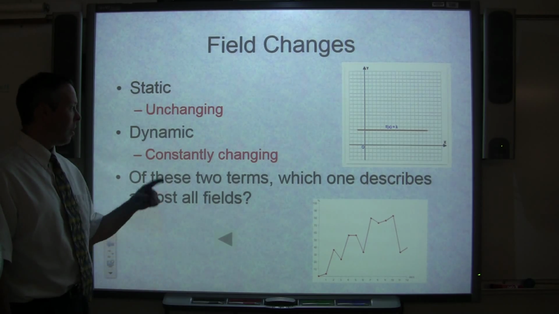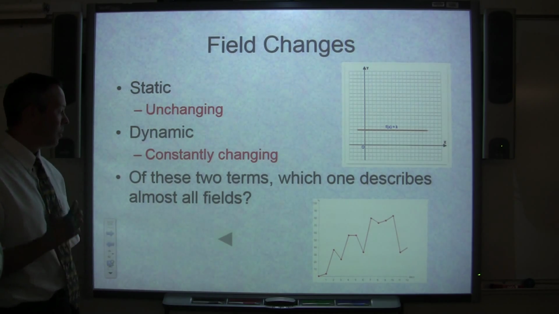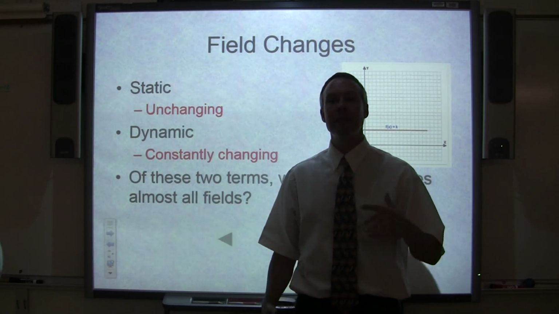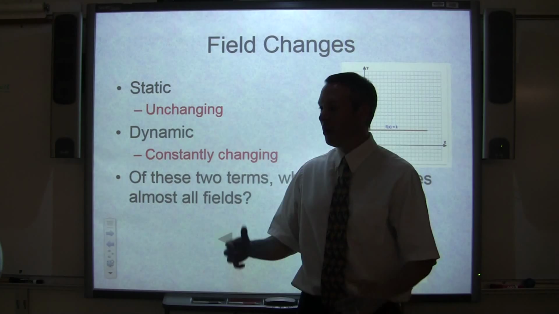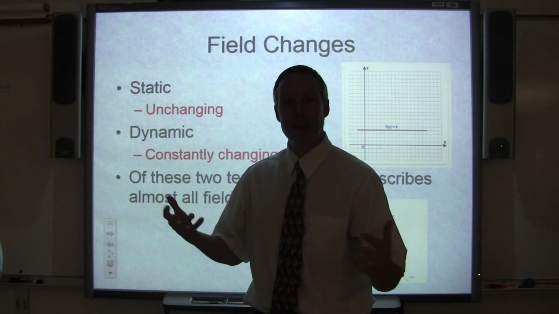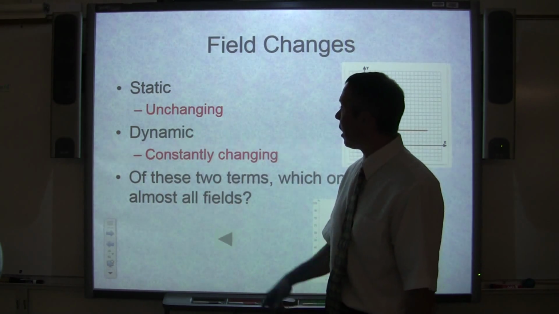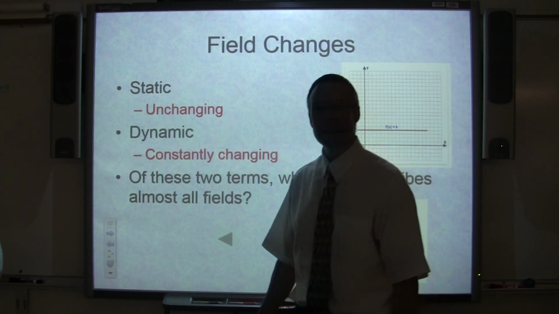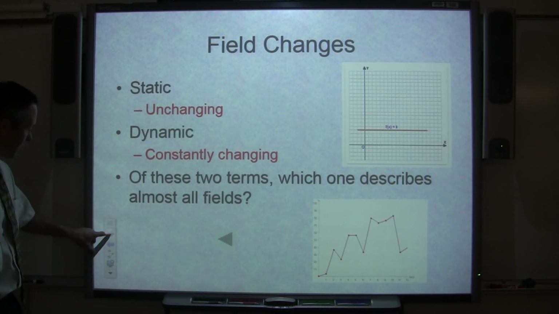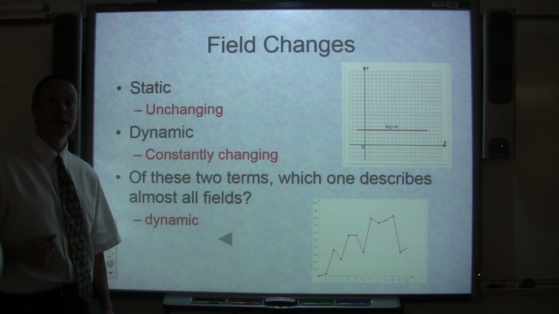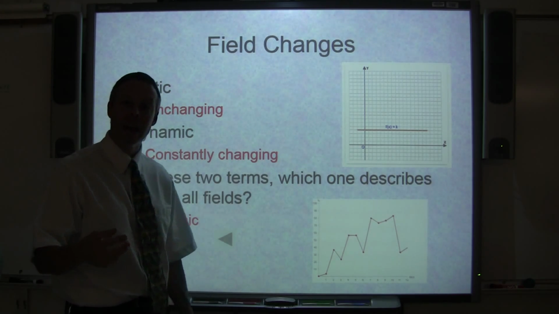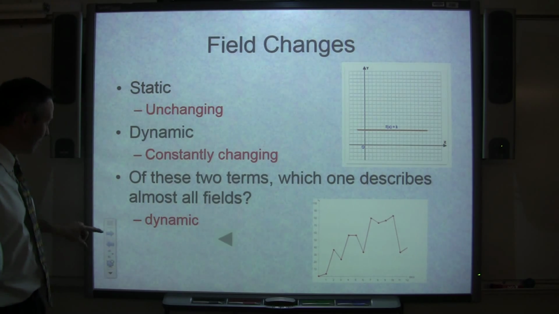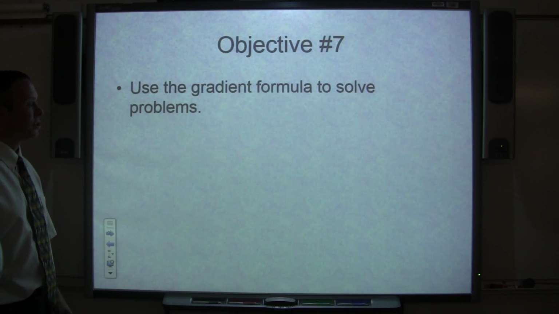So I ask you, of these 2 terms, static and dynamic, which one is going to represent almost all fields? So if I go back to the slide where we're looking at the magnetic field or the gravitational field or the pressure field for the weather for today, if you were to look at weather maps, are they going to be unchanging, static, or are they constantly changing, dynamic? I certainly hope you just picked dynamic, because when you measure things and then you go back the next day or a week later, there's no guarantee that they will remain the same. So therefore these maps tend to be dynamic, always constantly changing.